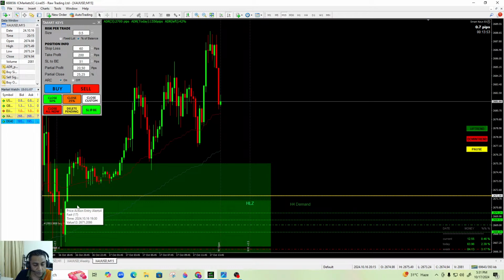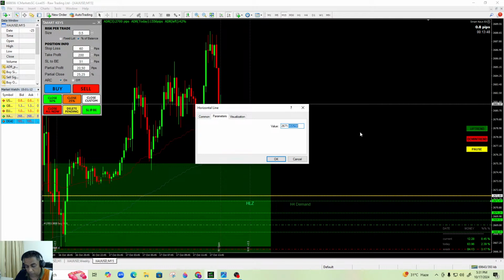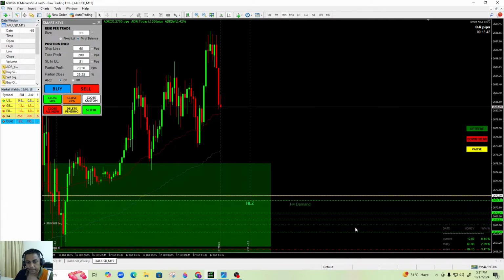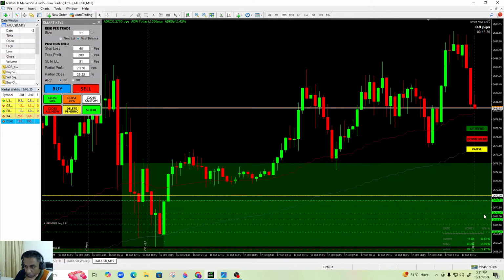This high here, 71.51. So if price gets into this high liquidity zone, these are the areas I'm interested in taking buys at: 2671.5, 2670.25, 2669.5, and 2668.25. So those are the 4 areas I'm willing to look for buys at.